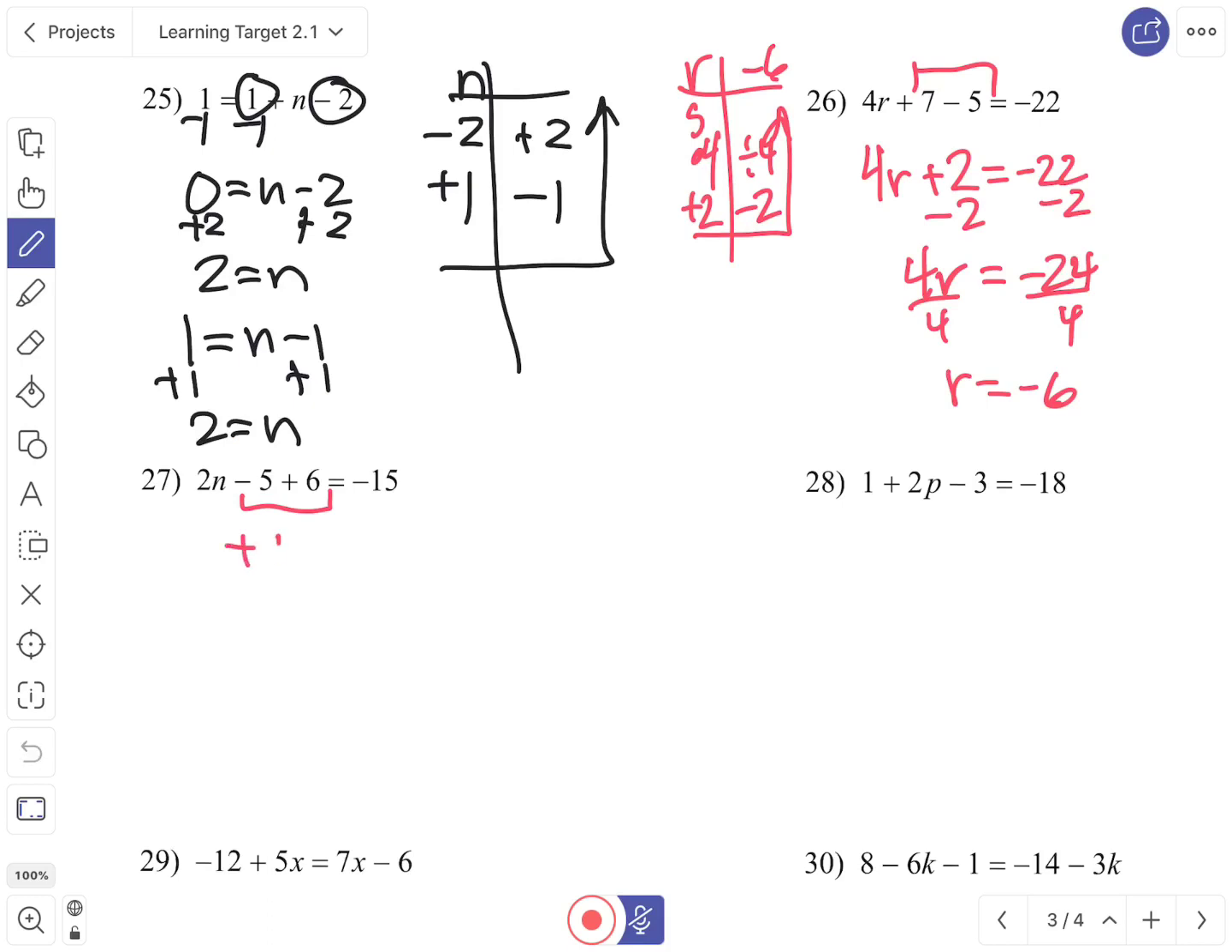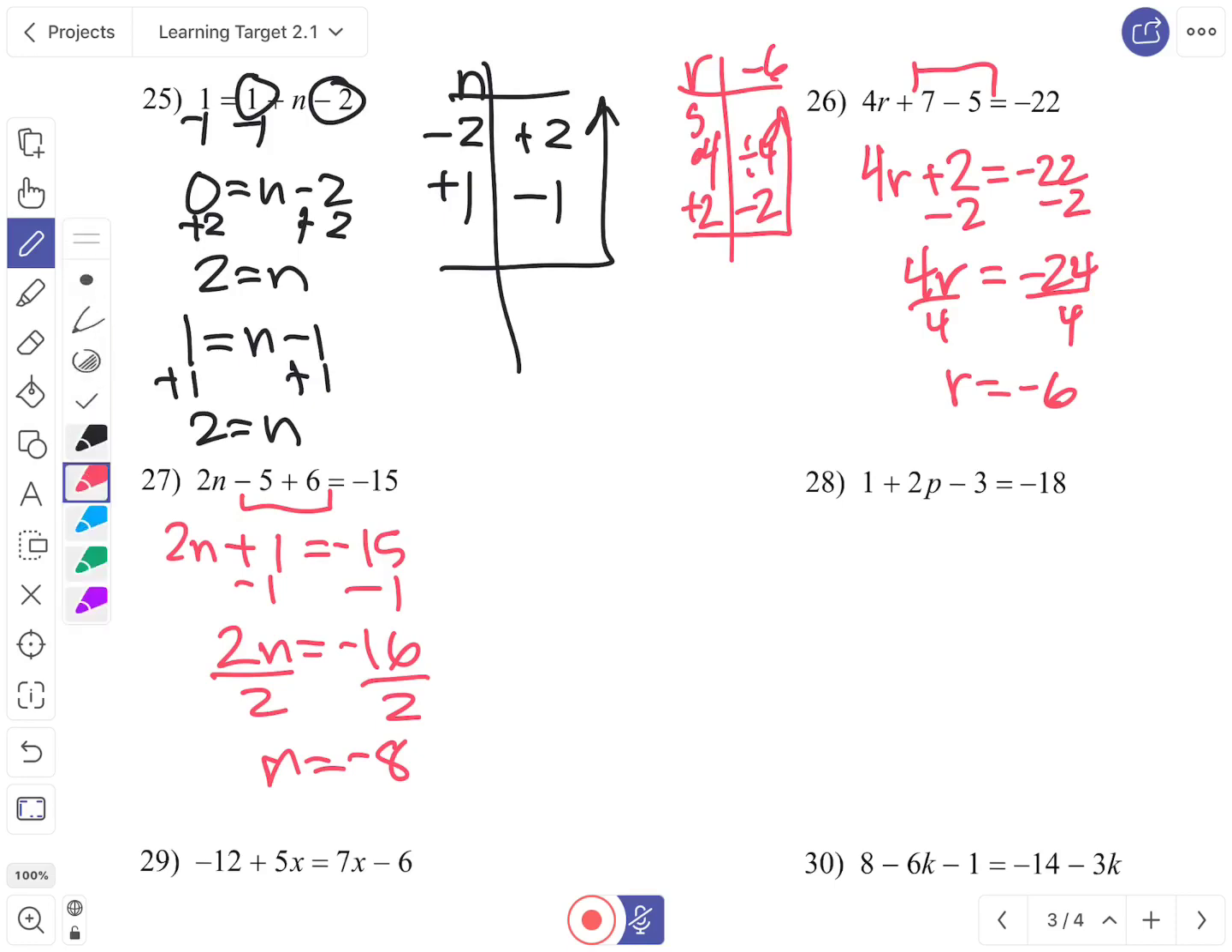So this would be a positive 1. 2n plus 1 equals negative 15. Subtract 1. We get 2n equals negative 16. Divide by 2. n equals negative 8. Okay, so you don't have to use the method that I described. It's there just to help you. But like I said, sometimes it doesn't help you as much.